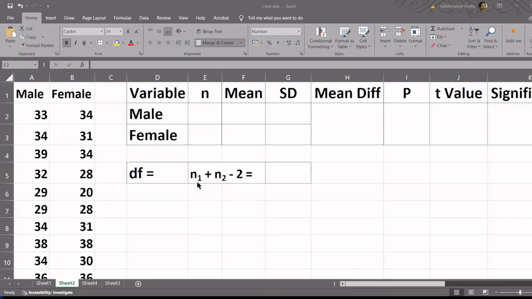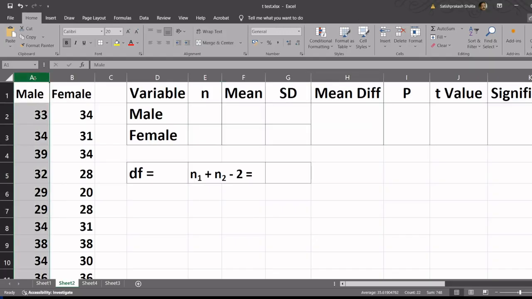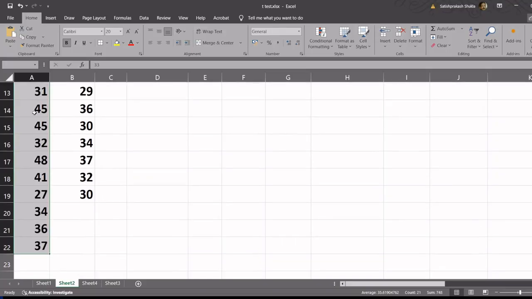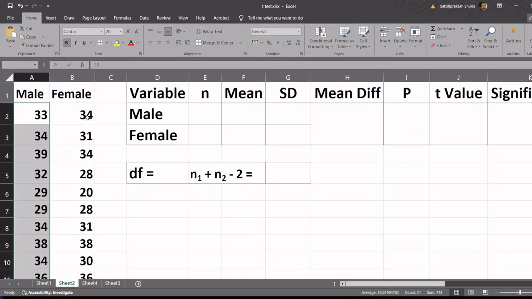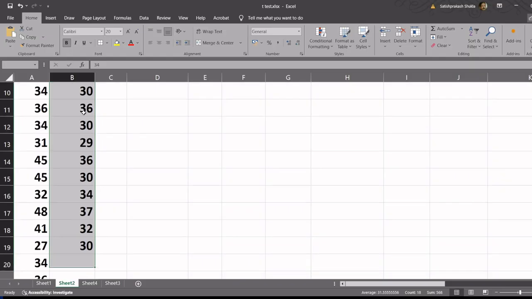Here in Excel sheet, the data of male teachers are entered in column A and data of female are entered in column B, and the data range of male teachers is from A2 to A22, and the same of the female teachers is from B2 to B19. But to make our calculation easy, we will take data range of female also from B2 to B22.